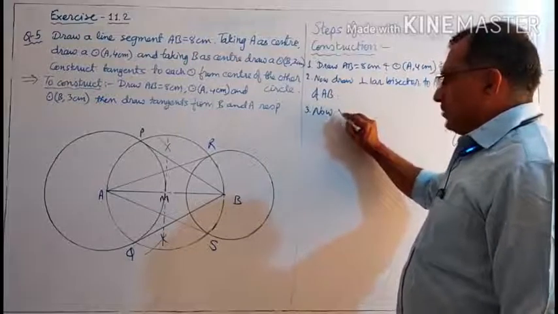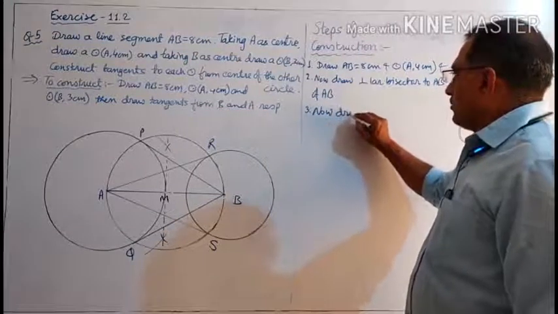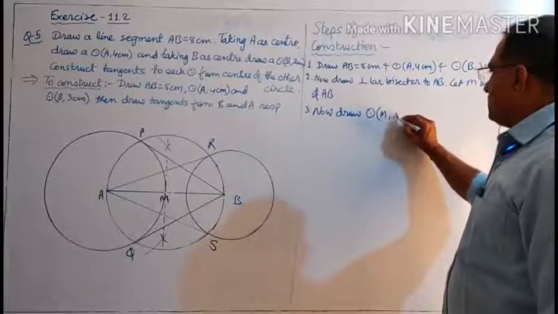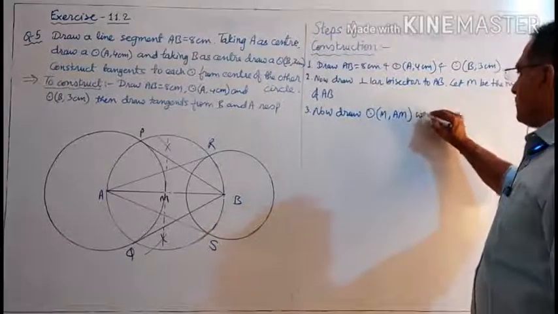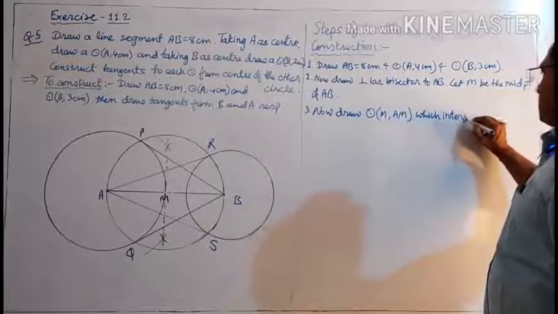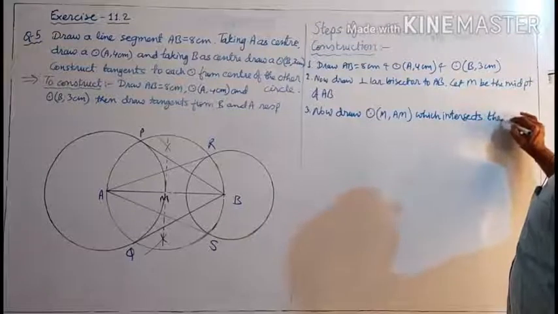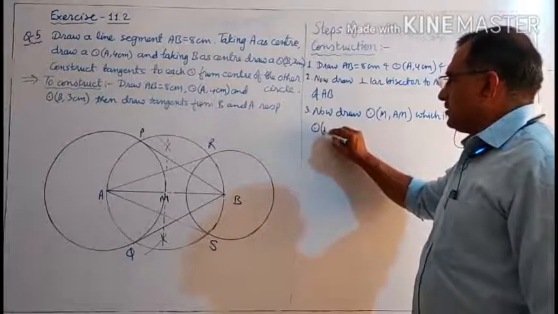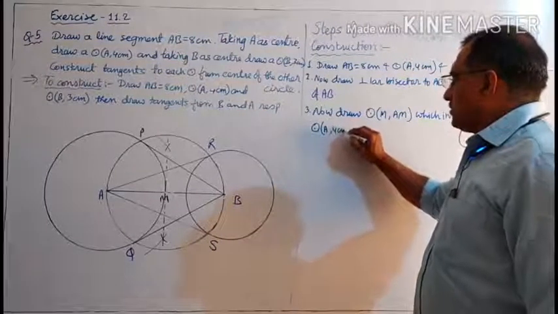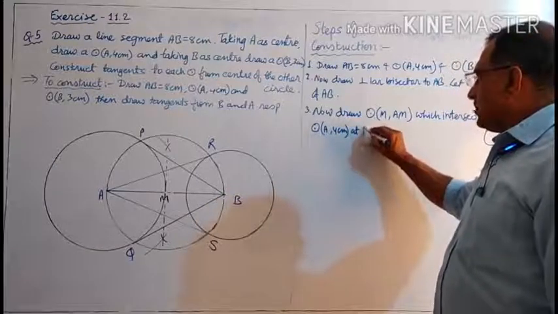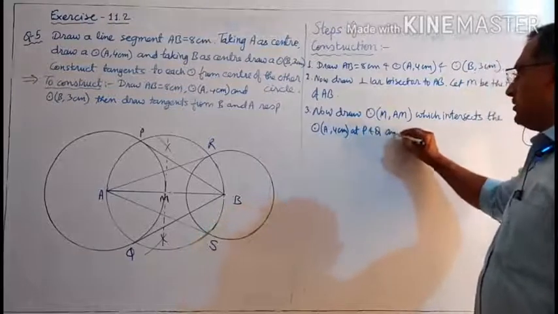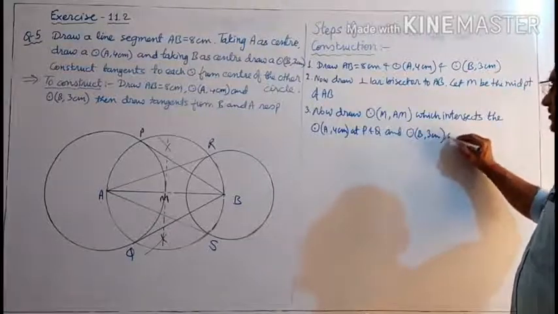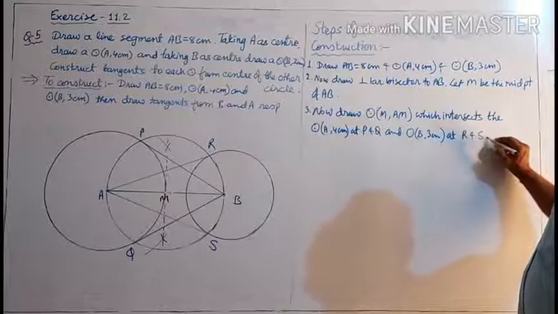Now draw circle with center M and the radius AM, which intersects the circle with center A and radius 4 centimeter at P and Q, and the circle with center B and the radius 3 centimeter at R and S.